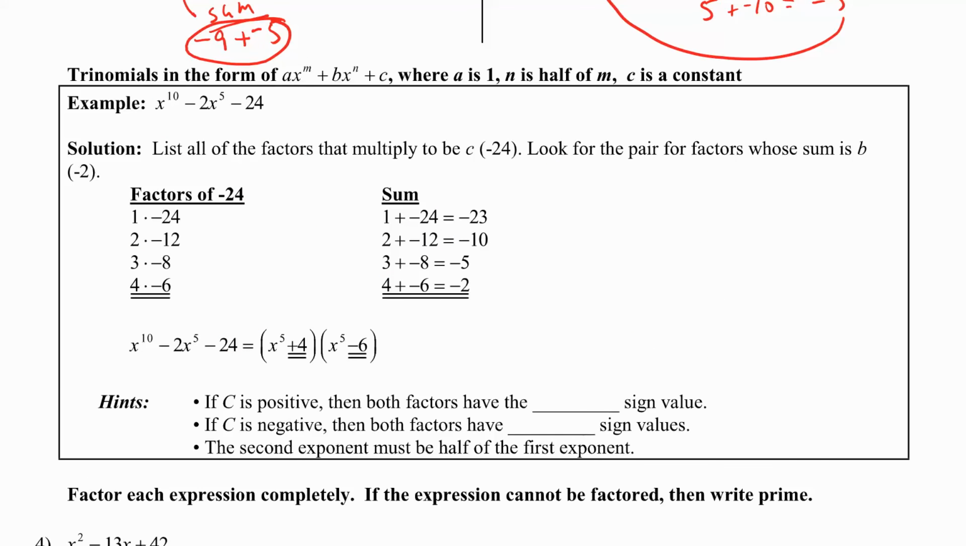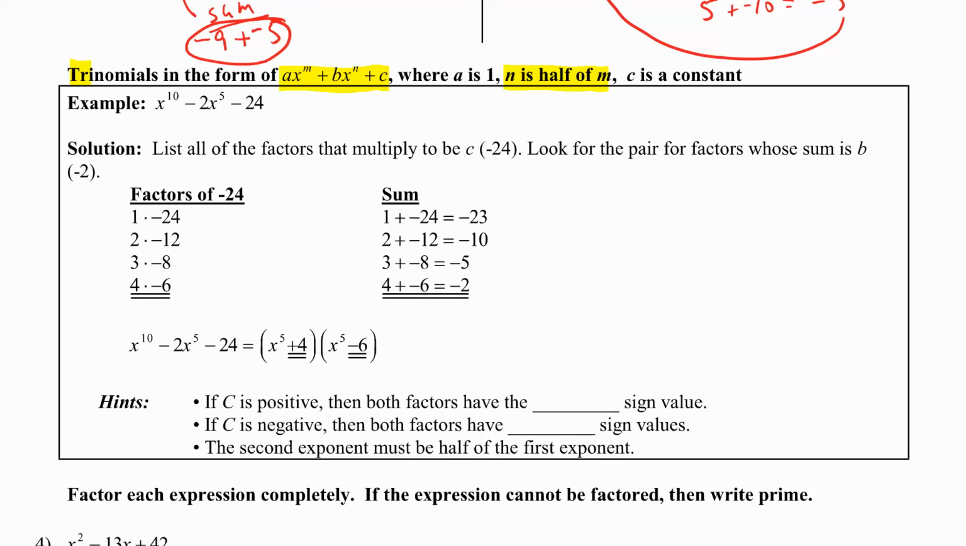All right, so this text box describes when we're going to do this, and then gives an example of that process when we're not getting hints like in number 2 and 3. Again, this is for trinomials, so there are 3 terms, and it's got to be in this format here. We have 2 different exponents, x to some power and x to another power. But the relationship of those 2 is that n has to be half of m.